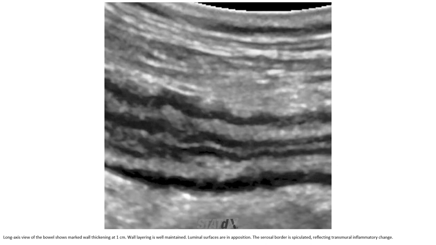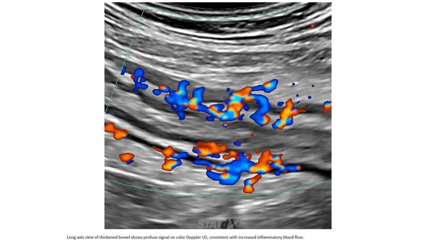Let's see an example. It's a long axis view of the bowel, showing a mural signal at 1 cm. The wall layers are well maintained. Luminal surfaces are in motion. The serosal border is spiculated, reflecting transmural inflammatory change. Long axis view of a second bowel shows Doppler signal on color Doppler ultrasound consistent with increased inflammatory blood flow.